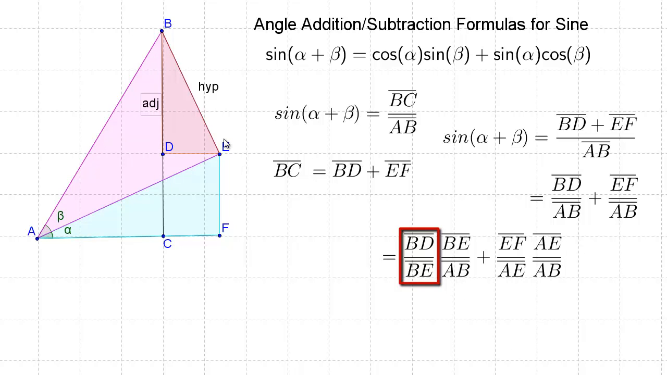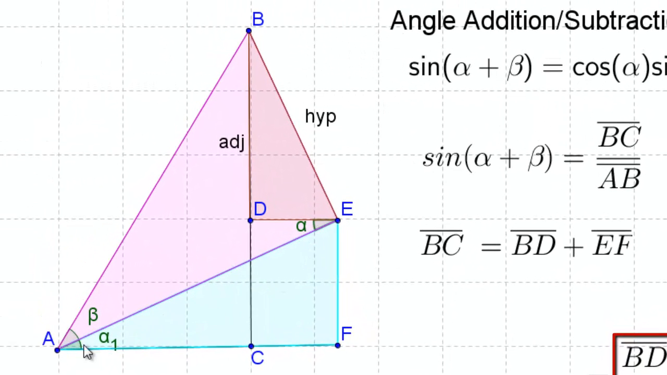BD over BE is going to be a trig ratio, but we don't know these angles, or do we? Okay, now you got to really follow me here, because this work kind of gets tricky. If this is alpha, and DE and AF are parallel lines, which they are, then back from geometry, you have two parallel lines cut by a transversal. This transversal is AE. That means this angle alpha is the same as this angle alpha. You got to really follow me here.